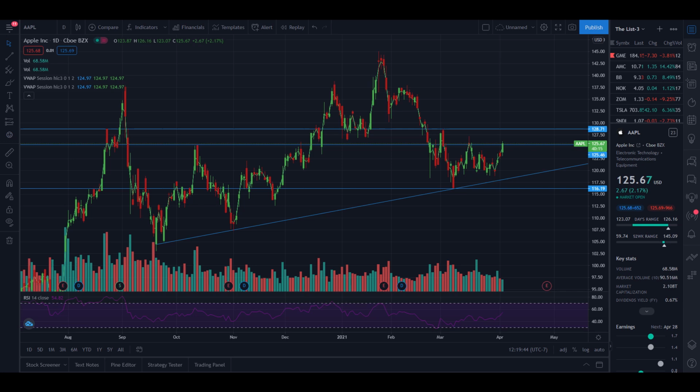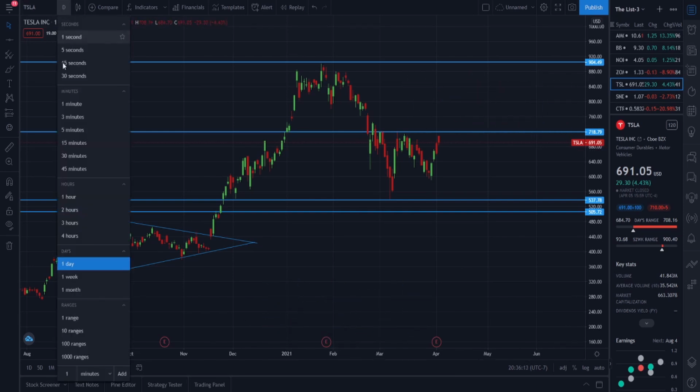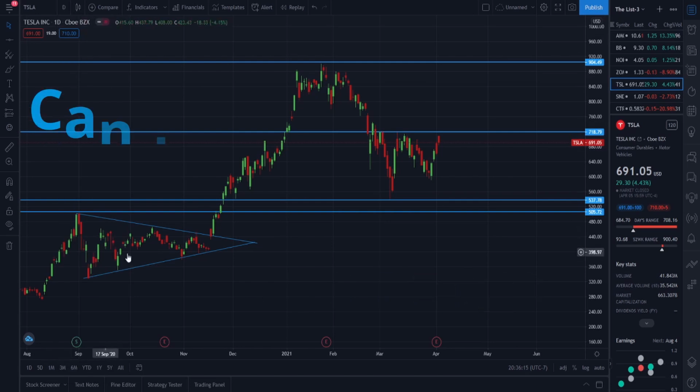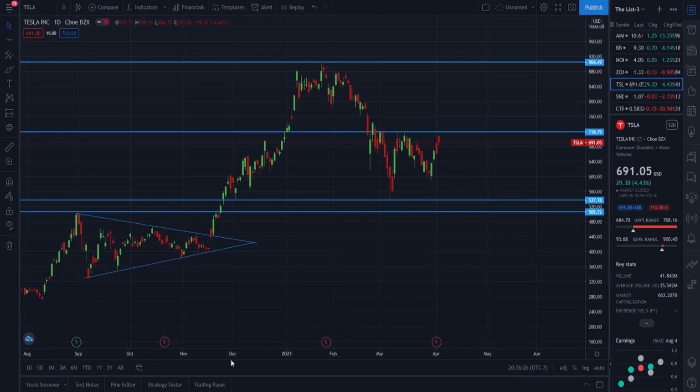Let's dive in with today's topic, which is reading charts. Here we have a beautiful chart of Tesla. Charts usually have 4 main components to them: the x-axis, the y-axis, the time range, and the candles themselves. Now for the x-axis, this is usually going to be a measurement of time. You can see August, September, October, November, December.